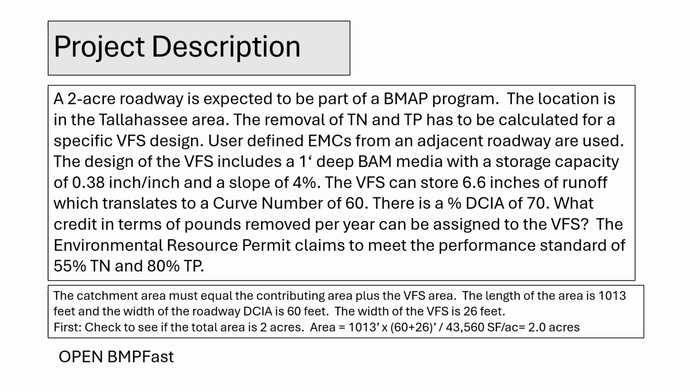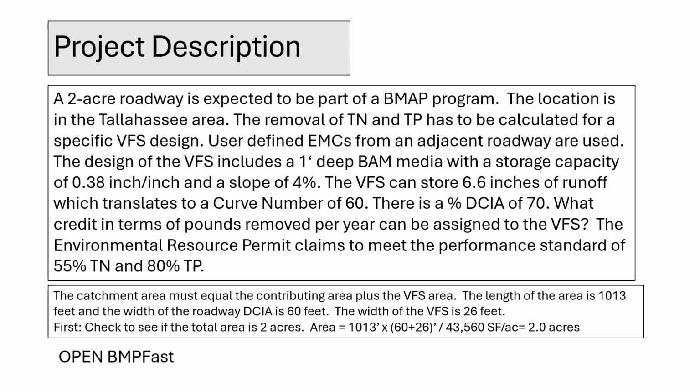to this VFS? While the environmental resource permit for this project claims to meet performance standards of 55% TN removal and 80% TP removal, for a BMAP program, there's a specific need to calculate the average annual removal. Regarding the project dimensions, the total catchment area must equal the contributing area plus the VFS area.